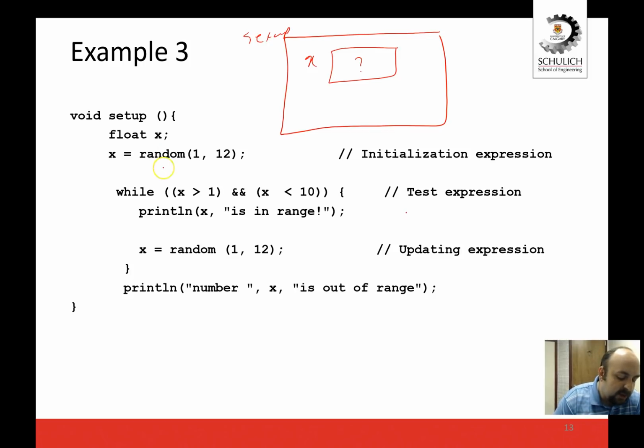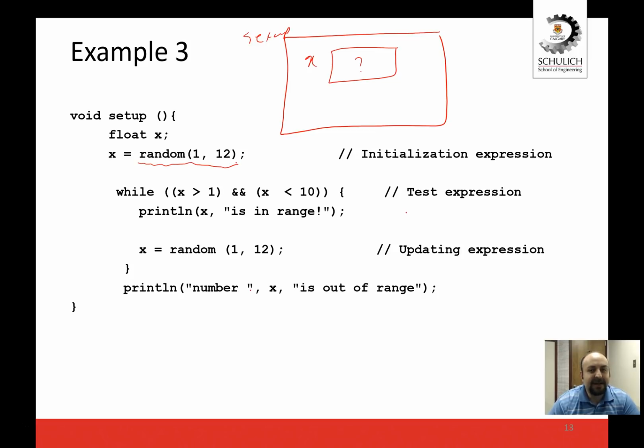Then I have x equals random. So here, instead of assigning a number to x, I am actually assigning x to the output of the random function. This is to make this setup function more interesting. So the random function, please look it up at processing.org in the references section.